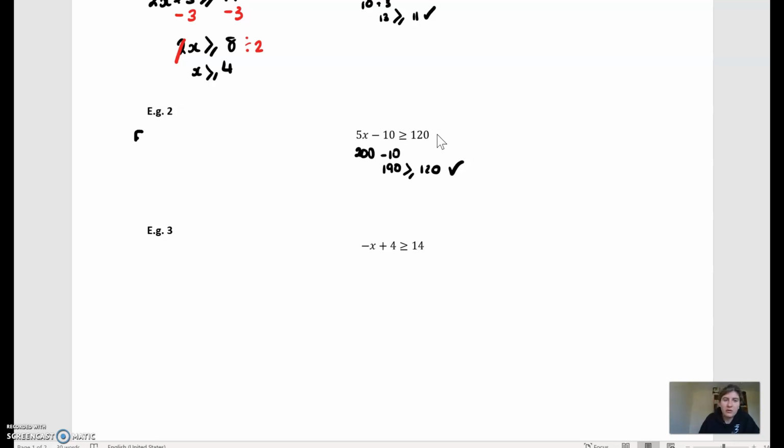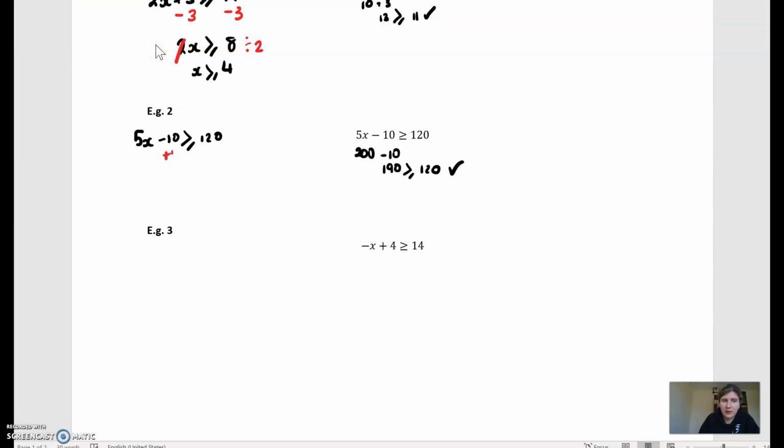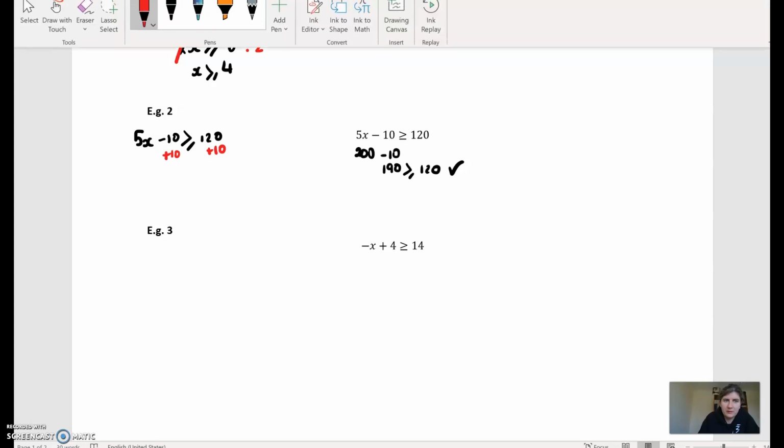Okay, so we've got 5x minus 10 is greater than or equal to 120. Now when we're solving, again, we're going to do the opposite of minusing 10, so we're going to add 10 to both sides.